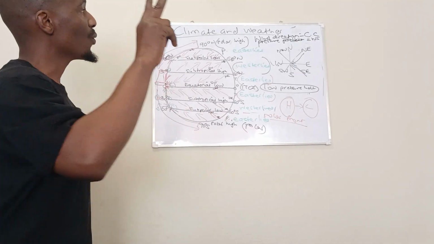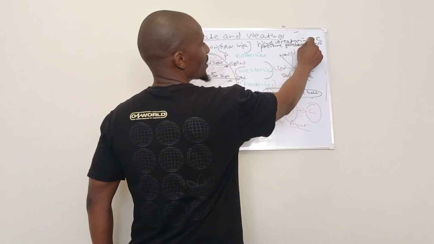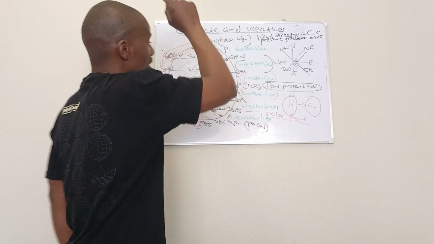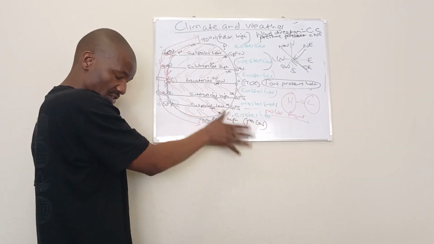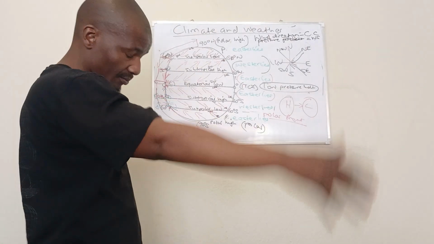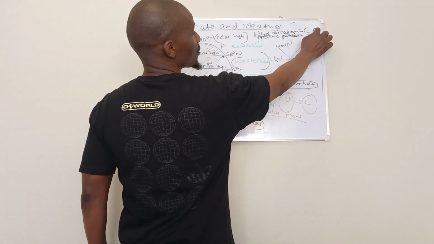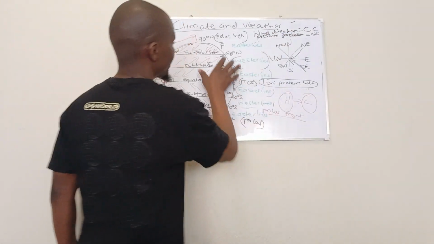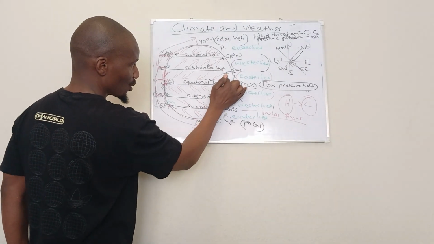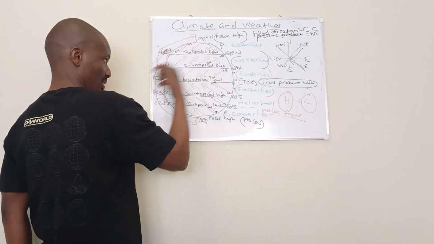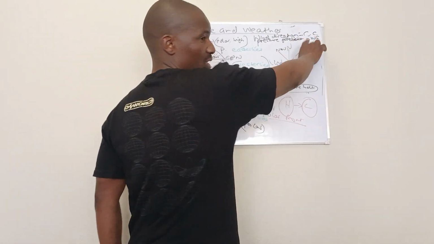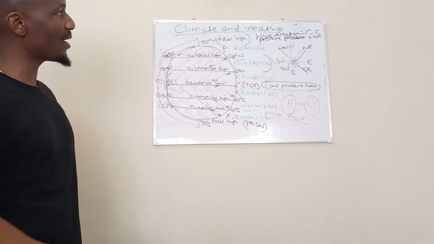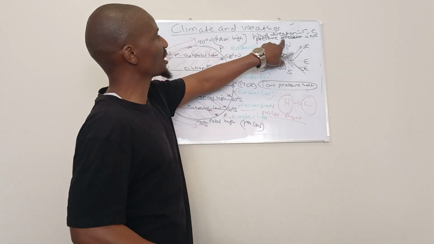So, wind direction is affected by Coriolis force. It means in the northern hemisphere the wind is deflected towards the right, and in the southern hemisphere it's deflected towards the left. That is your Coriolis force. It affects the wind direction. That is why we end up having wind moving from northeast to southwest, from southwest to northeast. This is because of the Coriolis force, which is normally because of the movement of our earth. That is the wind direction.